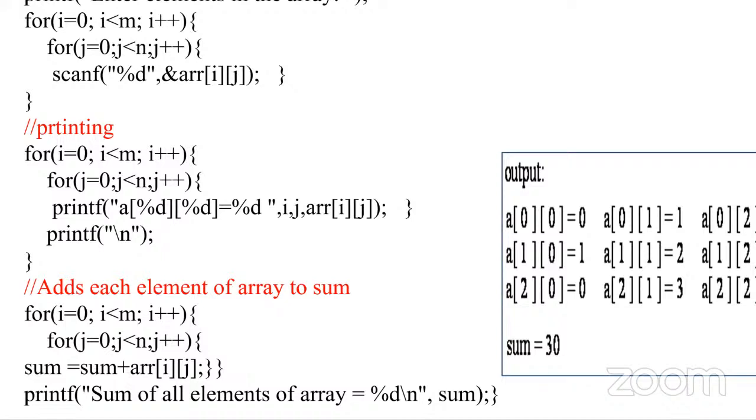Now what value will get printed? The first percentage d gives the value 0, since the i value is 0. The j value is also 0. What is the element present in a of 0, 0? The element is 0. So that's why 0 is printed. Yes or no?